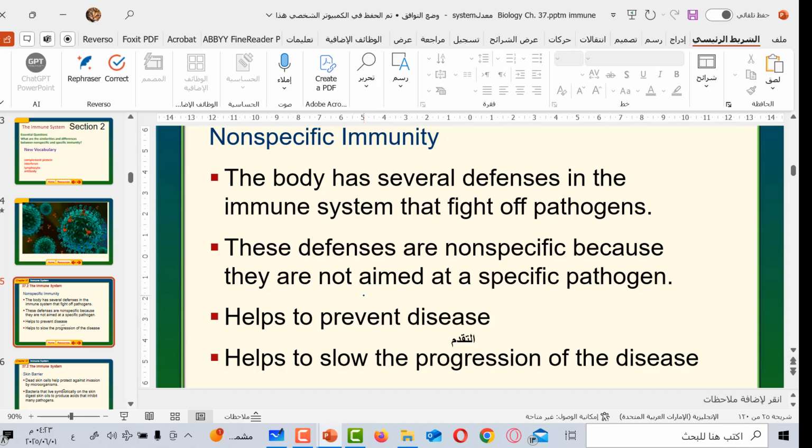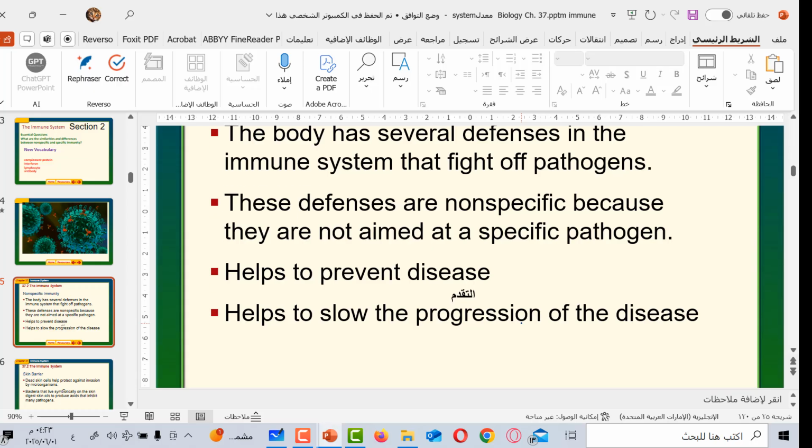is attack for every one of the pathogens. The body has several defense in the immune system that fight the pathogens. These defense are non-specific because they are not aimed at specific pathogens. Helps to prevent disease. Helps to slow the progression of the disease.